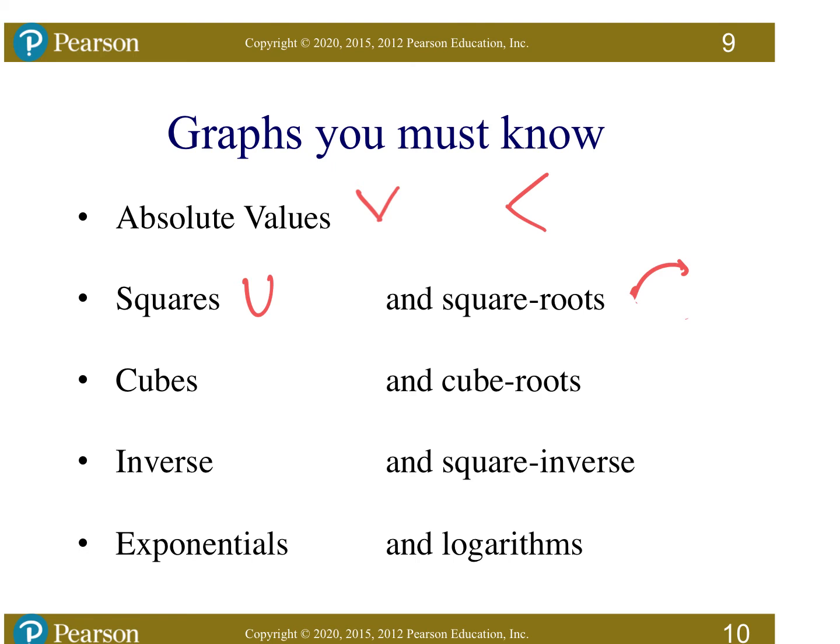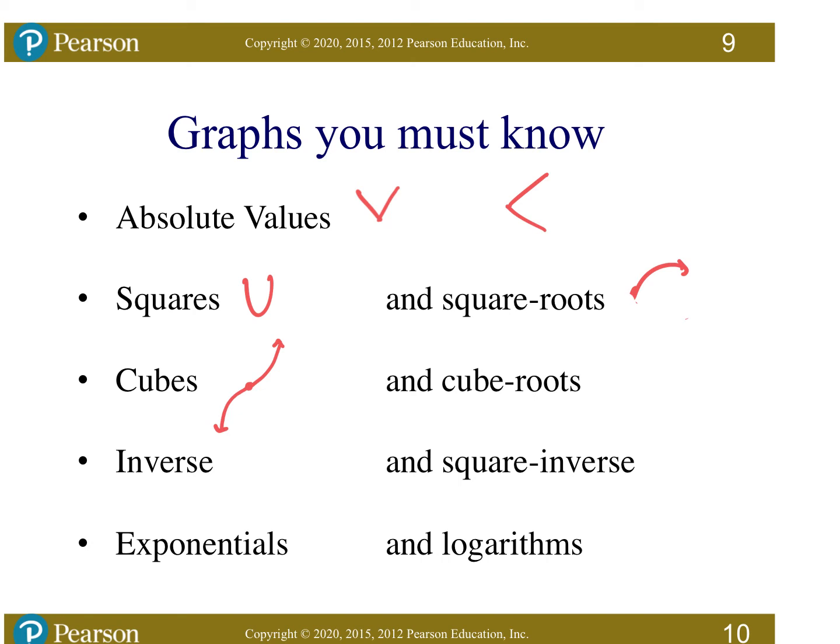A cube. Any idea what that looks like? That's the one called a squiggle. A little squiggle. Some people call it a snake. Some people call it a pinwheel. So a cube definitely has a center, and then it's going to come up through that center. A cube root looks very much the same, only it goes sideways.